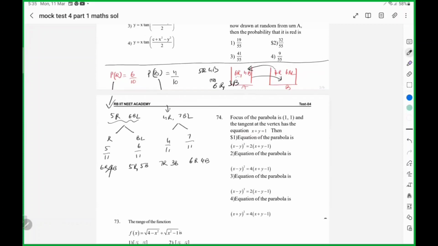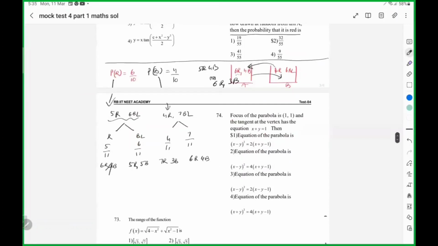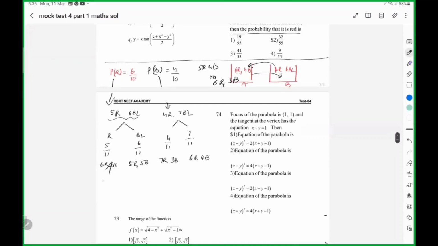Now finally, what he is asking is the probability that the ball drawn is a red. So drawn is a red means first 6 by 10, again here 5 by 11, again 6 red, 6 by 10. So drawing a red ball and selecting a black ball from bag B, again finally getting a red ball.